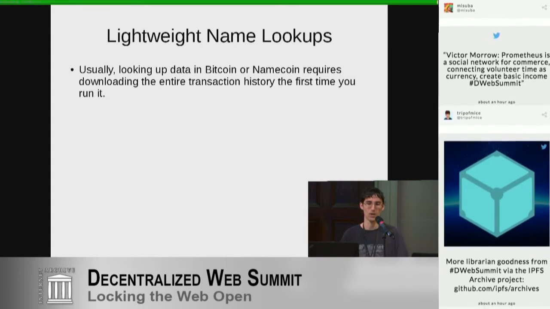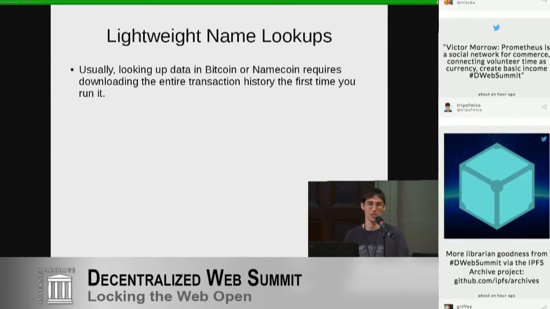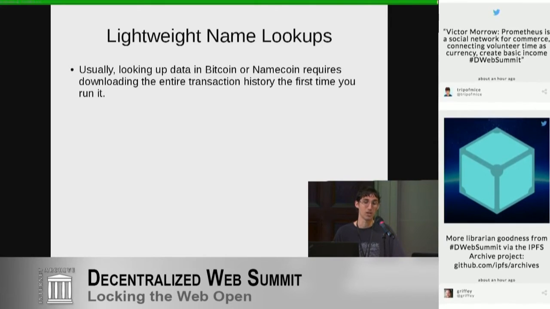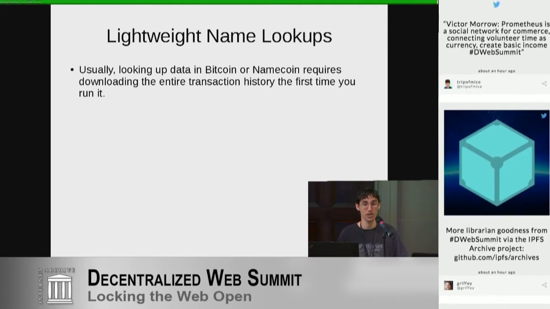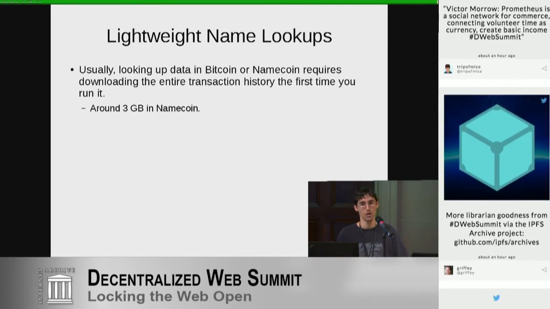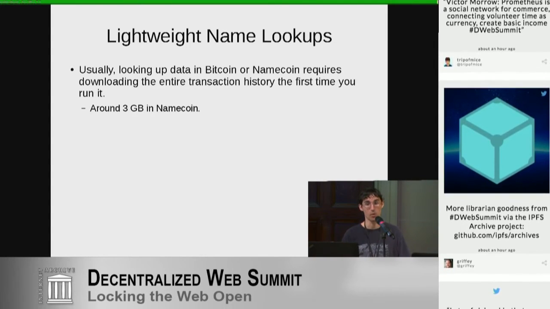Also, lightweight name lookups. This is a really important thing. I have another announcement. Normally, when you look up data in the Bitcoin blockchain or the Namecoin blockchain, you have to download the entire blockchain. That's a lot of stuff. For Namecoin, it's about 3 gigs. For Bitcoin, it's a lot more.